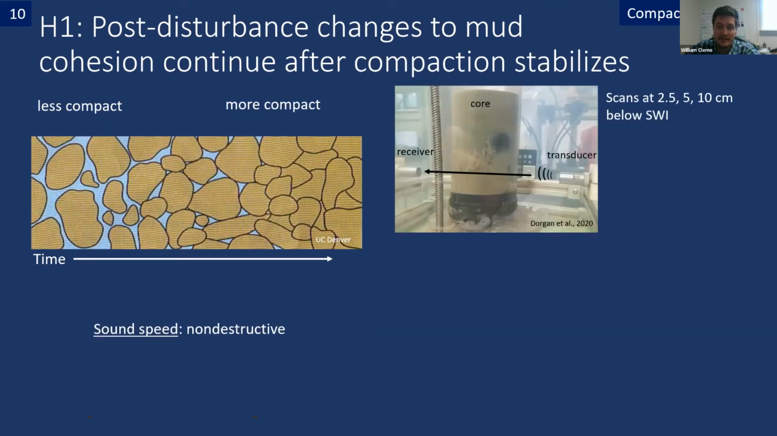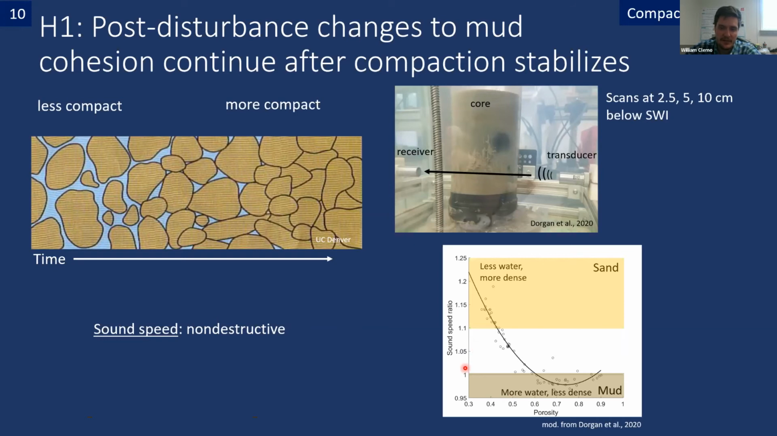We also looked at sound speed through sediment at different depths, and this provides yet another non-destructive measurement. This graph is the ratio of sediment to water sound speeds on the y-axis versus sediment porosity, which is the ratio of water volume to sediment volume. So the more water in the sediment, the higher the porosity and the less dense it is. And overall, in most sediments, decreasing porosity results in faster sound speed in sediment relative to sound speed in water.